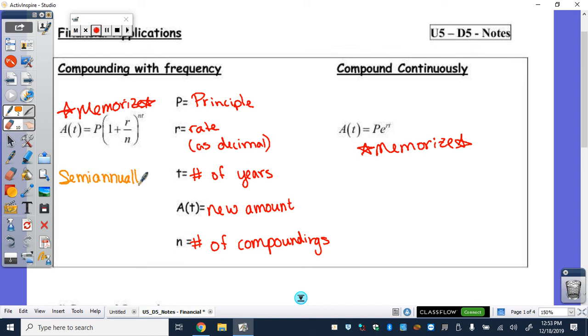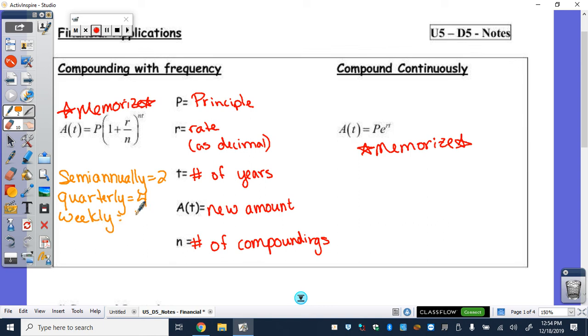Semi-annually means that you get interest twice a year. They pay you interest twice a year, every 6 months. They have quarterly, which means you would get interest 4 times a year, so every 3 months they would calculate your interest.